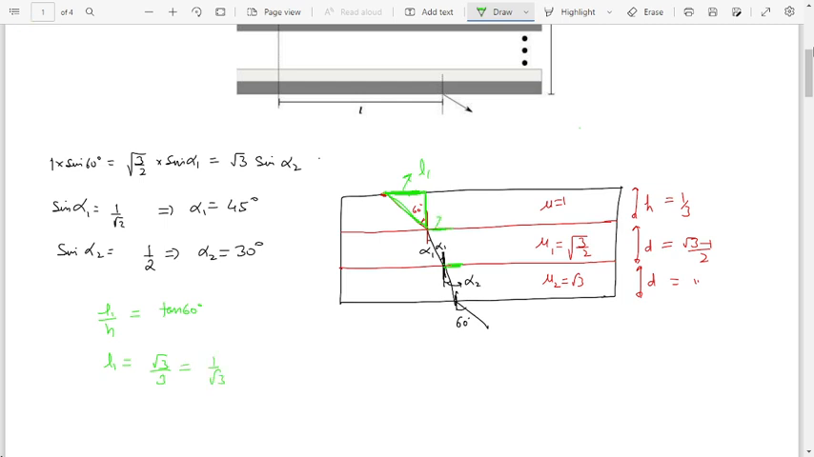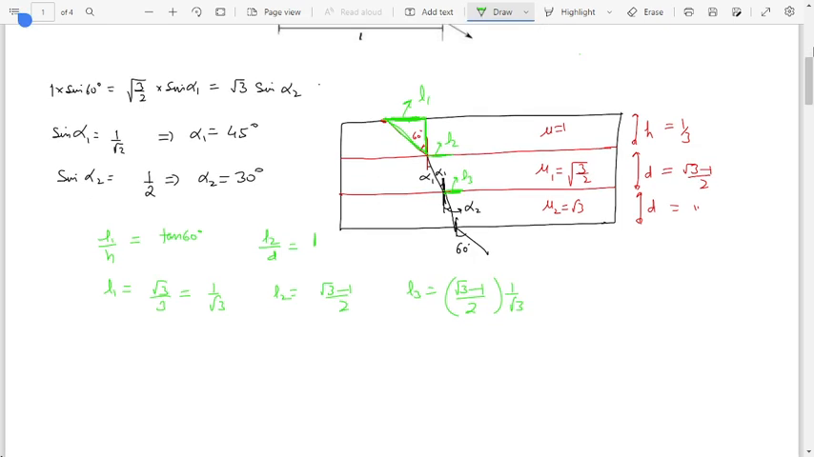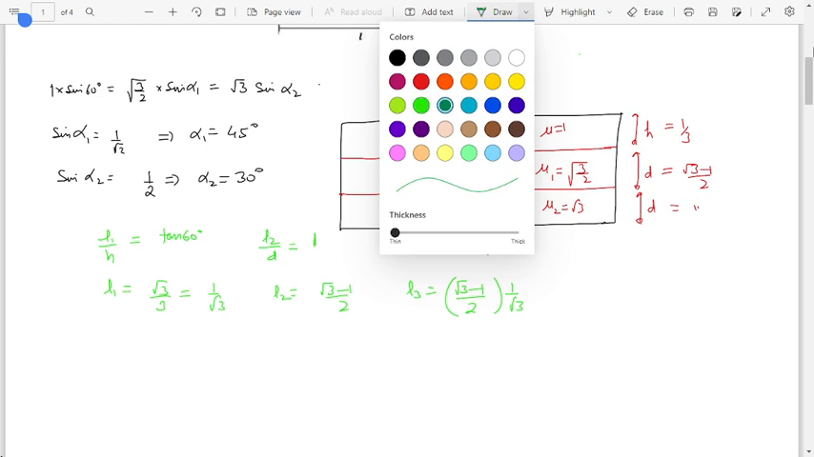Similarly, if you call this L2, it is very easy to see that L2 by D is equal to tan of alpha 1, which is tan 45 degrees, which is 1. So L2 comes out to be D itself, which is root 3 minus 1 by 2. Similarly, if we call this L3, then L3 will be equal to D tan 30. D is root 3 minus 1 by 2, into tan 30, which is 1 by root 3.